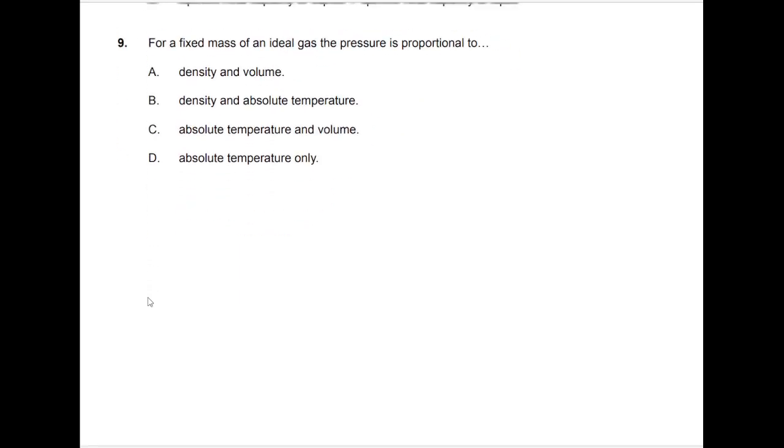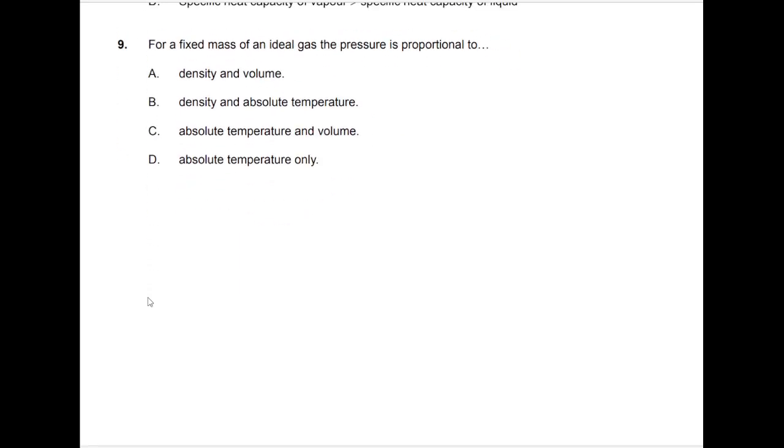Now, next is, for a fixed mass of an ideal gas, the pressure is proportional to what? So, let me write the ideal gas equation. PV equals nRT. Let me just modify this equation a little bit. So, instead of taking the volume here, I am taking it in the denominator.